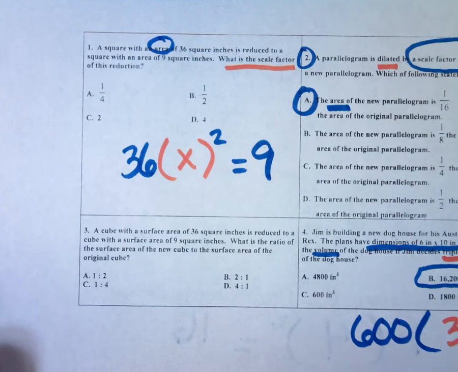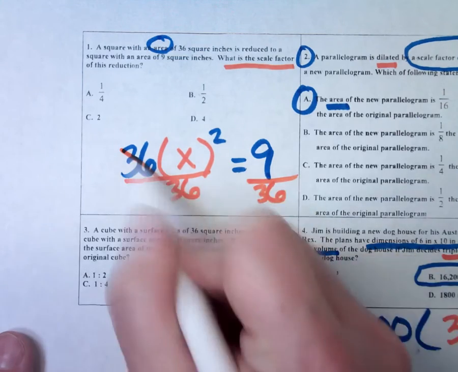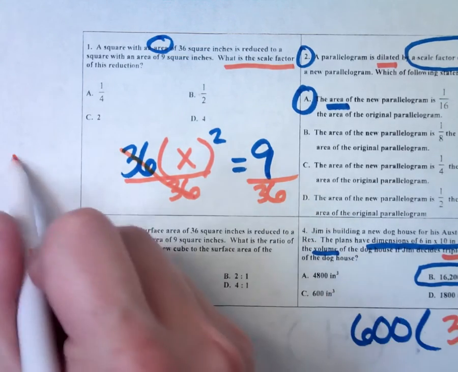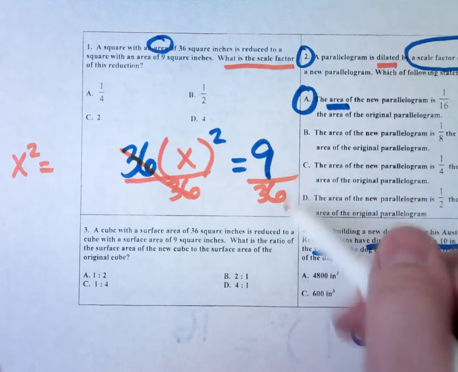I have to divide by 36. So first thing I'm going to do is divide both sides by 36. I actually want to keep this a fraction, and so I'm going to write it over here. What do you get if you reduce 9 over 36? Keep it as a fraction.